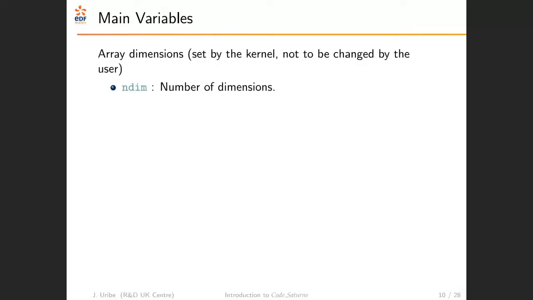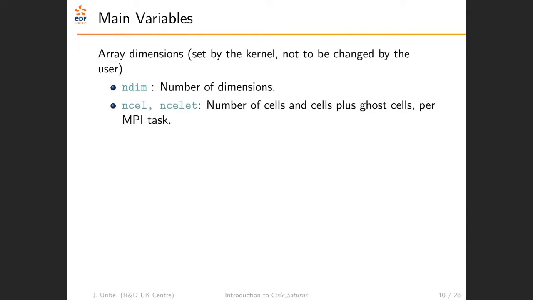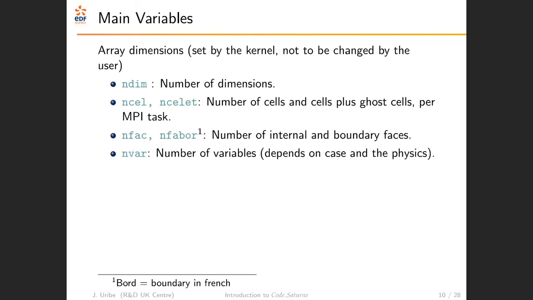So some of the main variables that are useful to know. NDIM is the number of dimensions, which is 3. But it's used to dimension all the arrays. NCEL and NCELET are the number of cells. NCEL is the number of cells in each rank of the data, and NCELET is the total number of cells, including the ghost cells. And I'll go through what the ghost cell is in a minute. NFAC and NFABOR are the number of interior faces and the number of boundary faces.